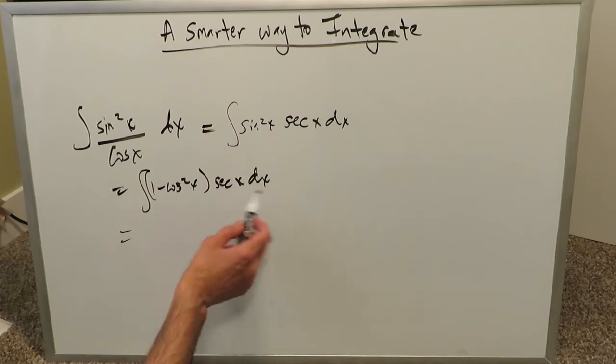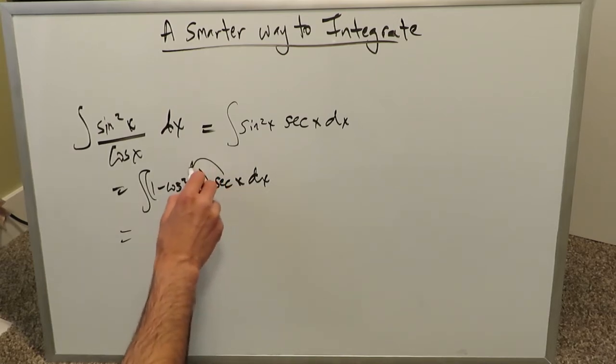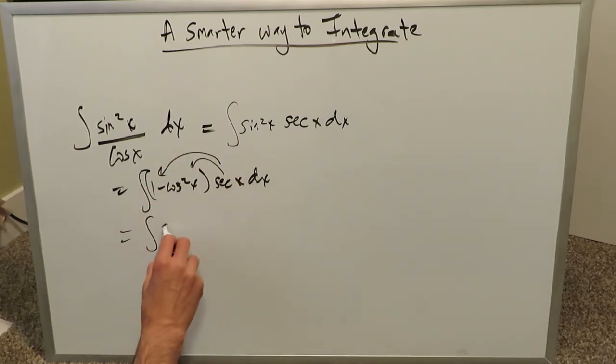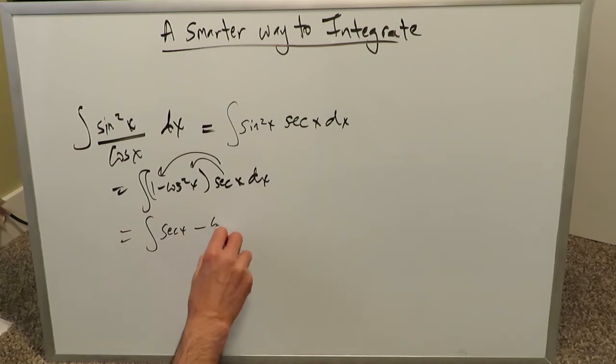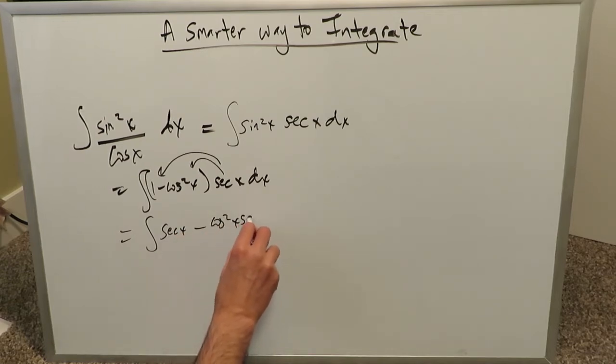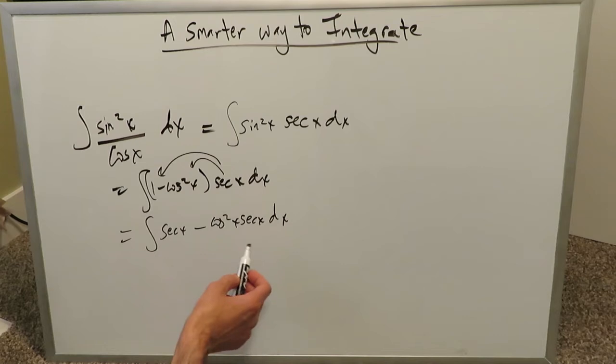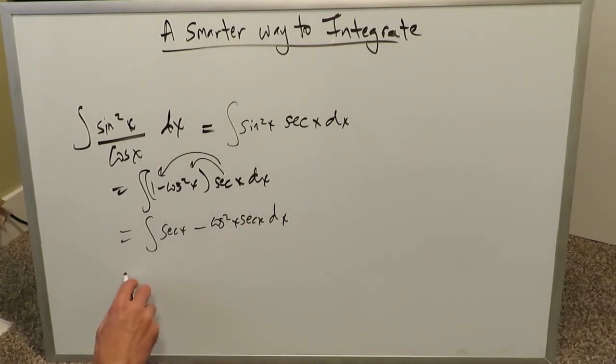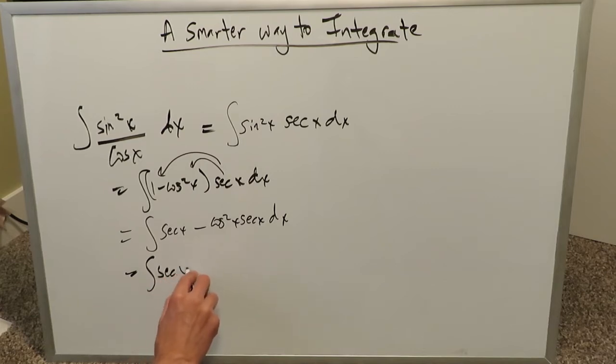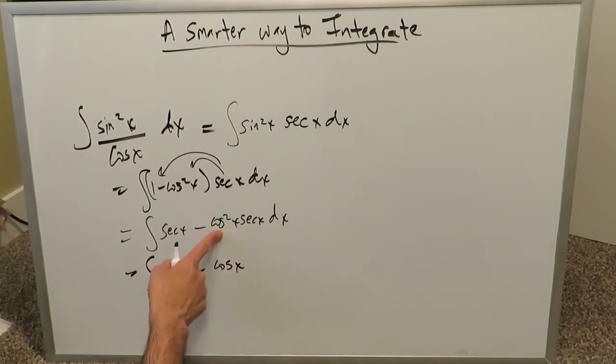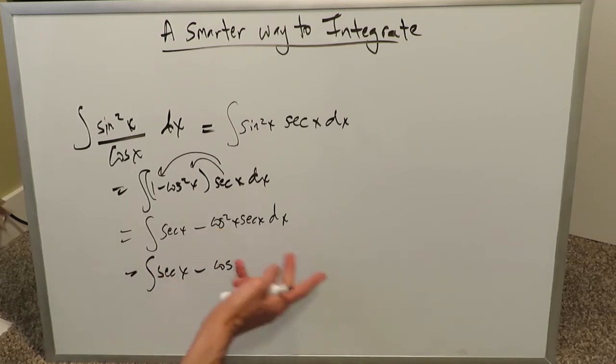All you have to do here is open up the parentheses and multiply secant x with this and with that. You'll have secant x minus cosine squared x secant x. Remember, this is a smarter way because it's an easier, quicker way. You can even simplify this: secant x minus, this will just become a cosine x, because one element of cosine x is eliminated by the secant x, and that's all that comes into play.